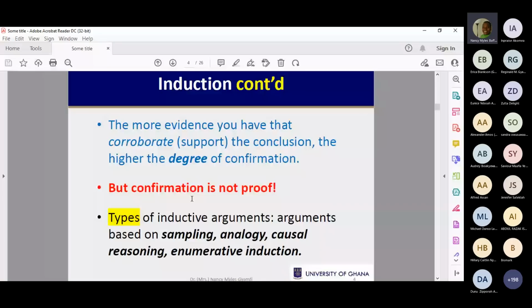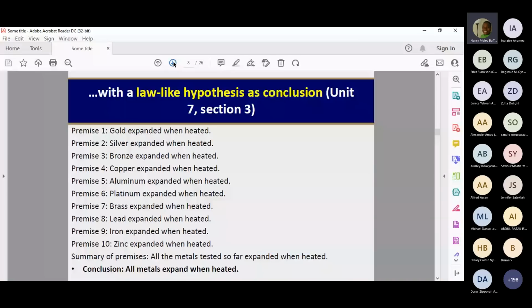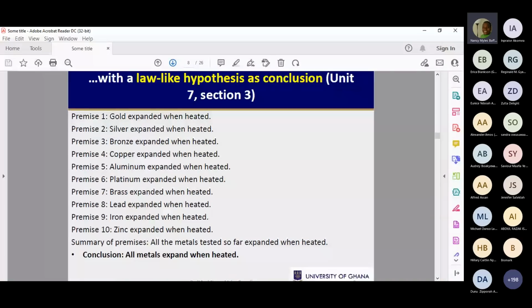But that, unfortunately, doesn't happen with empirical studies, especially when it is a corroboration, a support for the claim. You can have several particular instances that support the claim that all metals expand when heated. You can have so many evidences: iron, tin, brass, bronze. You can keep listing them like that. Gold expanded, silver expanded, tin expanded. The more of such evidences you have, which support your conclusion, all metals expand when heated, the higher the degree of probability.